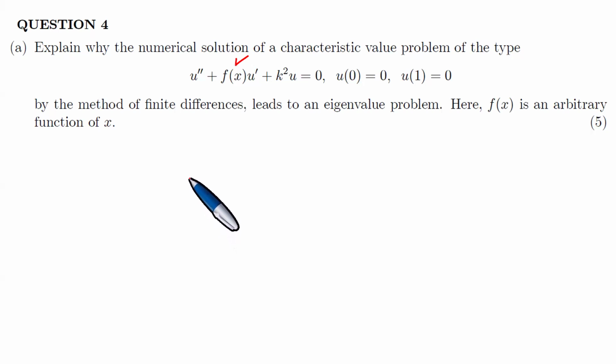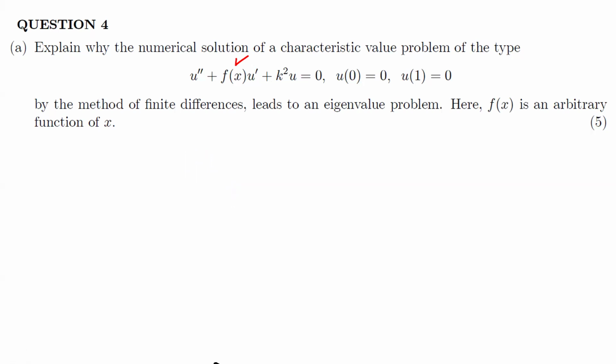We are saying the numerical solution of the characteristic value problem of this type by the method of finite differences leads to an eigenvalue problem. We need to explain why this leads to an eigenvalue problem. This is how you must be able to discuss this notion and give a satisfactory explanation. And we start as follows.